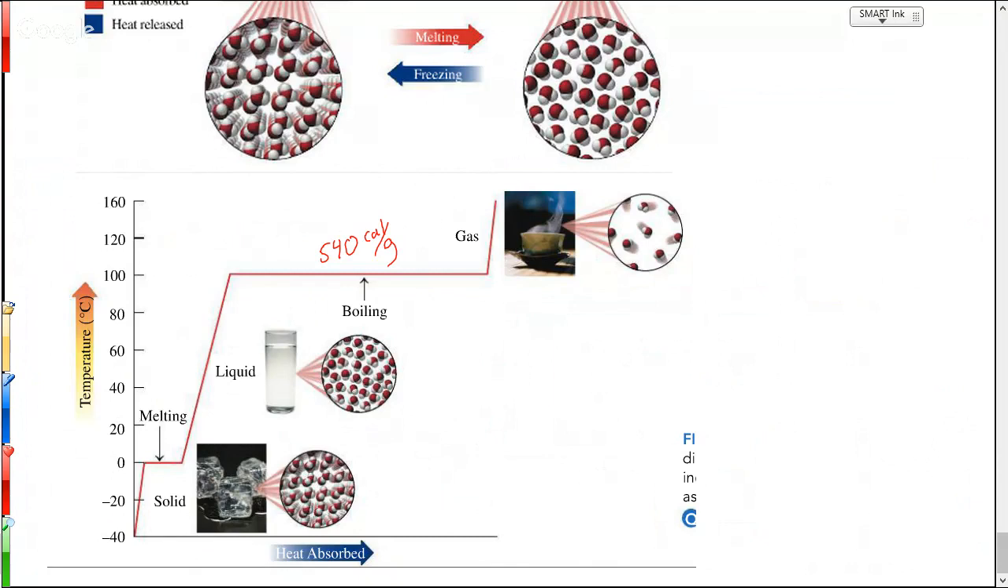To 1 gram of water. How much energy does it take to heat up 1 gram of water 1 degree? Yeah, 1 calorie. So then how much would it take to heat it up 100 degrees, from 0 to 100? 100. So it takes 100 calories to get water from 0 to 100 degrees, and it takes over 5 times that to boil that same amount of water.